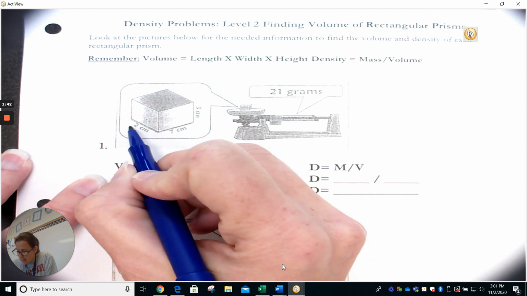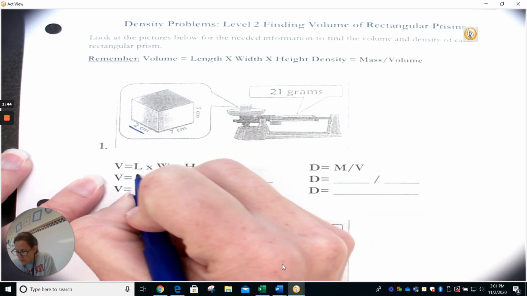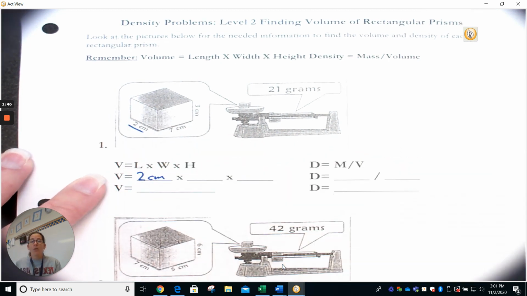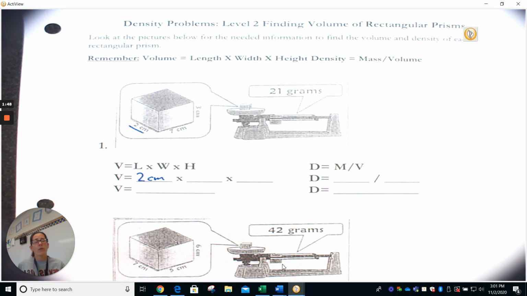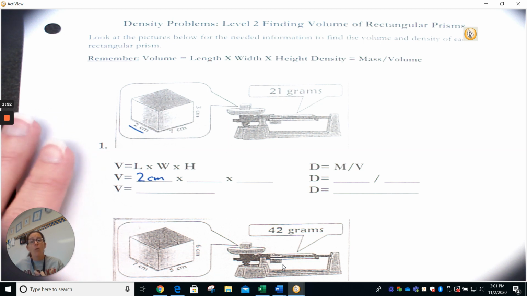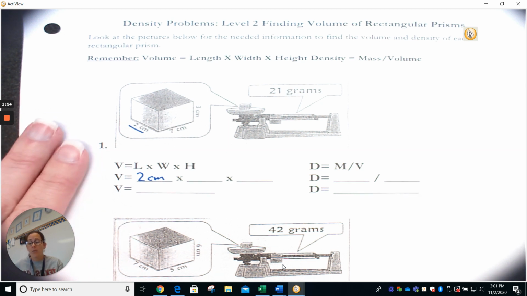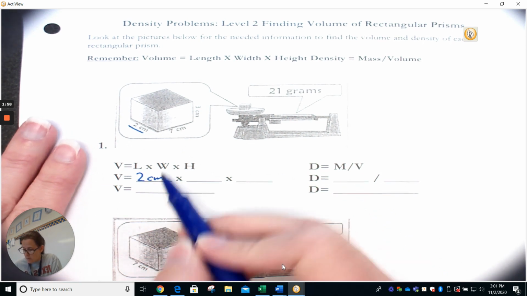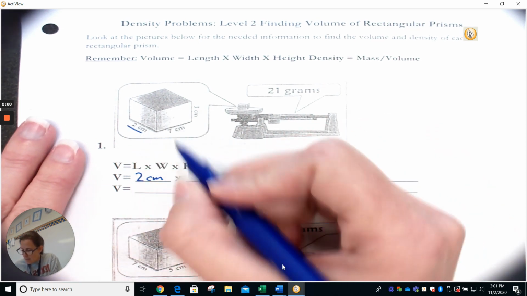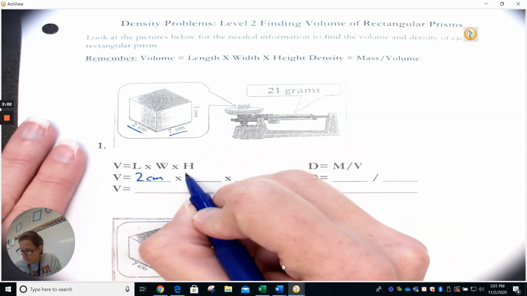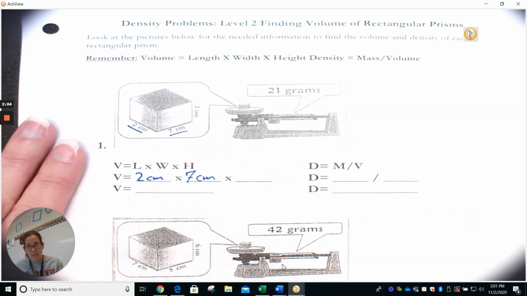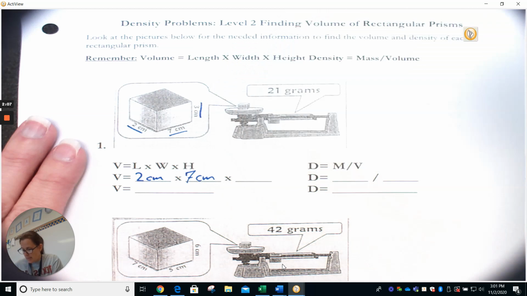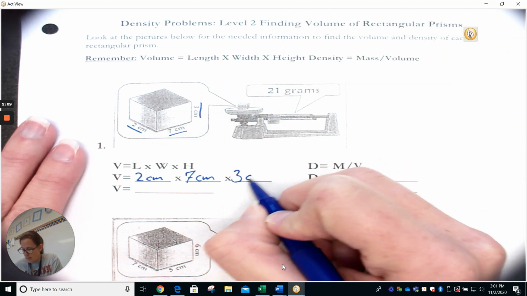So your length is 2 centimeters, so I'm going to put 2 centimeters. Remember, your units are so important. This is science class. This is not math class. We need to know what we're looking at, and the only way we're going to know that is by the units. Okay, so our length is 2 centimeters. Our width is 7 centimeters, and our height right here is 3 centimeters.